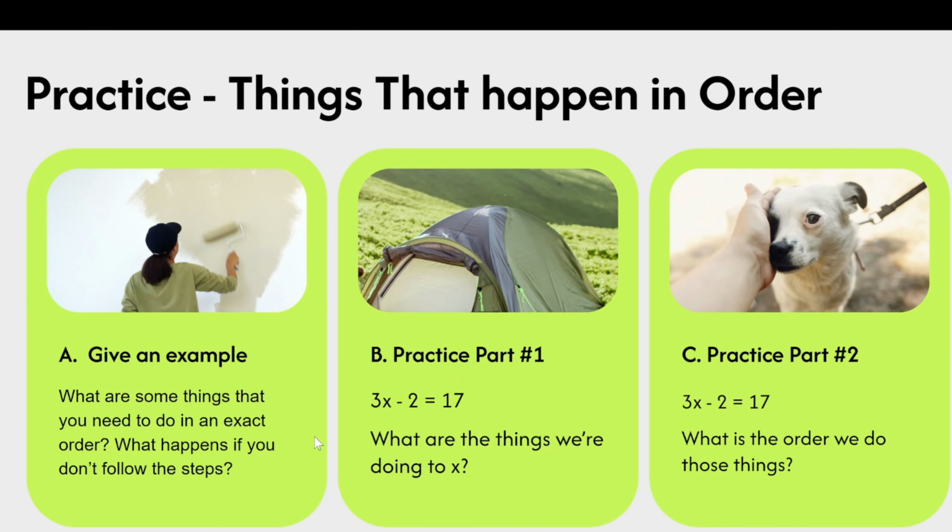And then for practice part 1 here, I want you to look at this and think about the things that we're doing to x. So just look at this example and then think about the things that we're doing to x, similar to how we saw it before. Like, what shirts is x putting on? And then here, what is the order that we're doing those things? All right, so pause the video. Feel free to write it down, put it in the comments, and then we'll move on. And the answers are going to be in the description if you want to check.